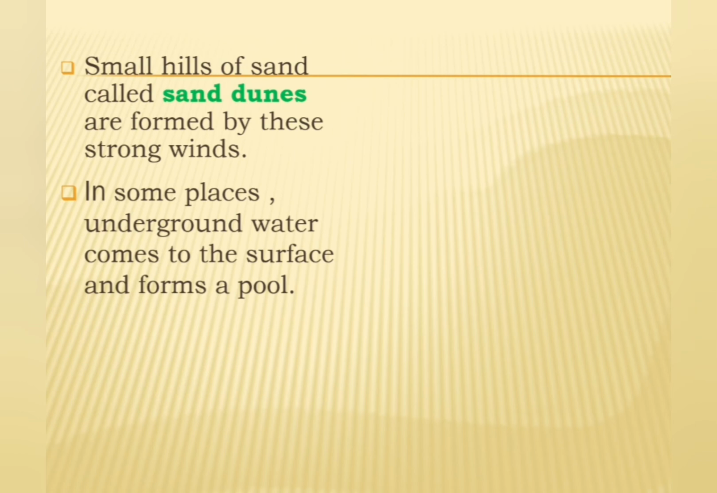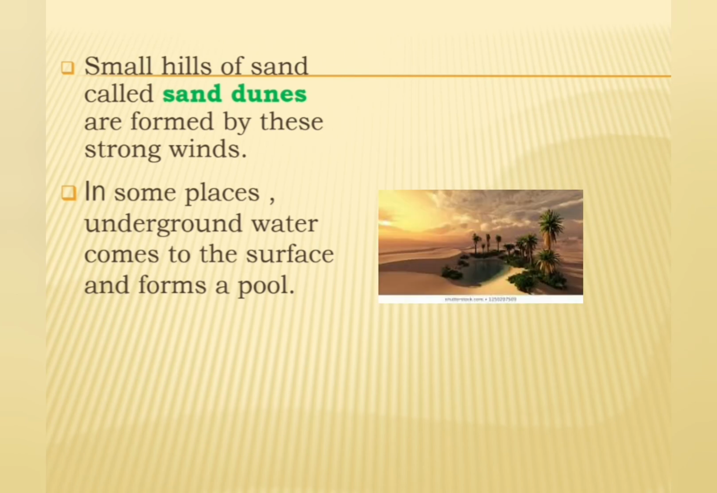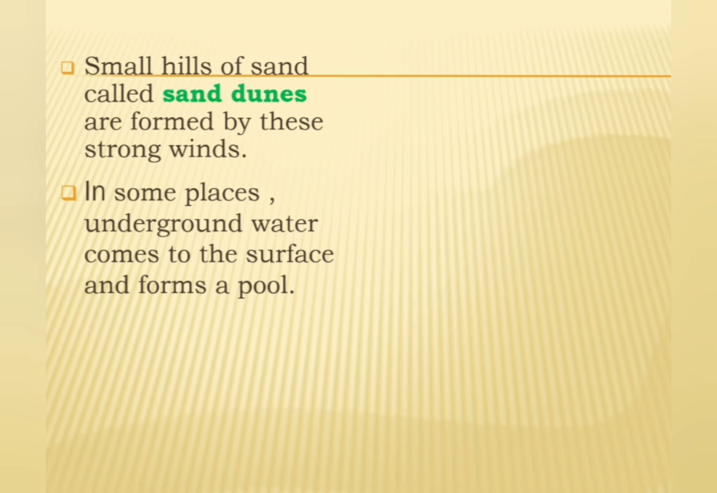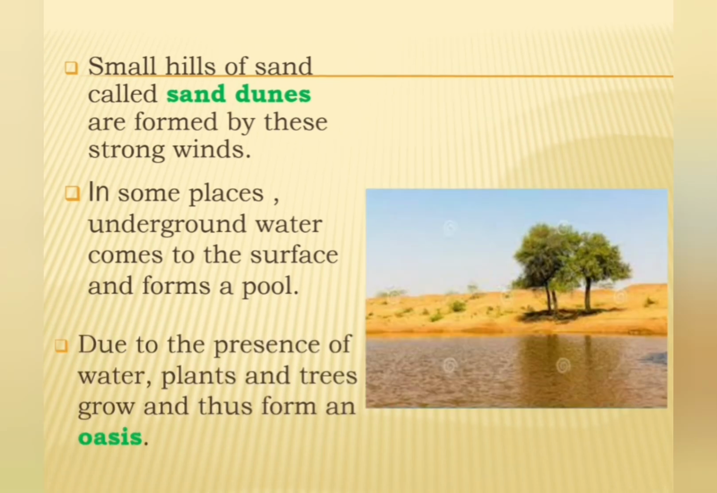In the desert, in some places underground water comes to the surface and forms a pool. A pool formed by the underground water in the desert region is known as oasis. In some places, underground water comes to the surface and forms a pool. See the picture of an oasis. An oasis is a pool formed by underground water.